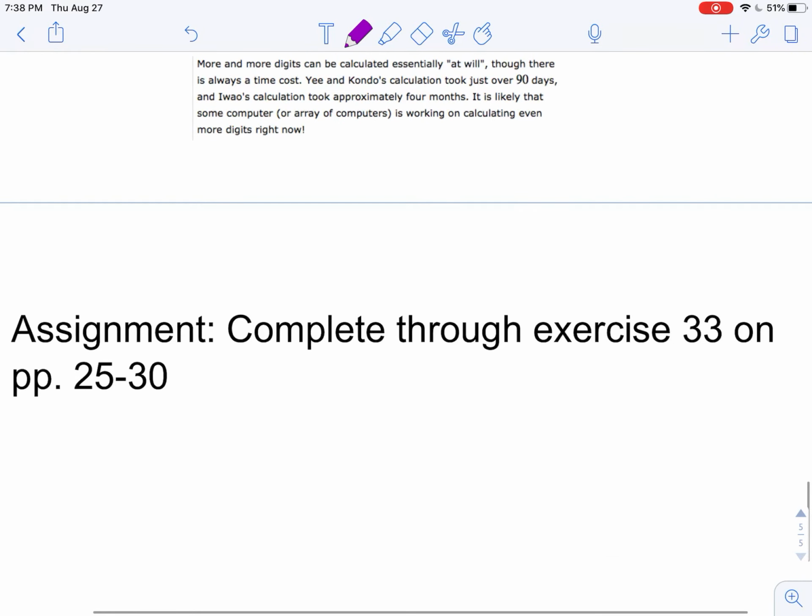That's all I want to talk about for today. Complete through exercise 33. You should be starting on roughly, exercise 29 is the kinematic diagram. So go up through exercise 33 and read those pages between 25 and 30.